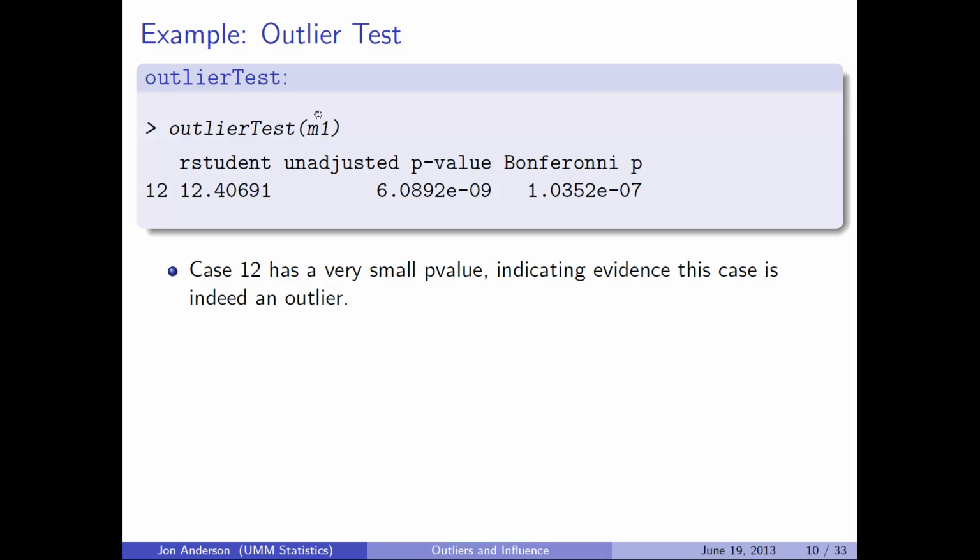In this particular case, I've estimated a regression model called M1, and when we look through the residuals and do an outlier test on our biggest residual in absolute value, the studentized residual is about 12.4. That is a very unusual studentized residual, and the Bonferroni p-value is amazingly small. So there is very clear evidence that case 12 is in fact an outlier in this model, and that the mean function has just been shifted. It's not the same as the other cases. Remember, it's the outlier test function based on a model that you will use to examine after the fact whether a particular case is an outlier.